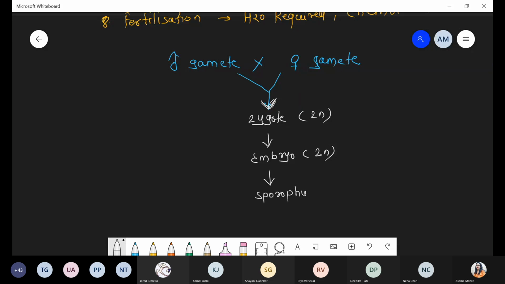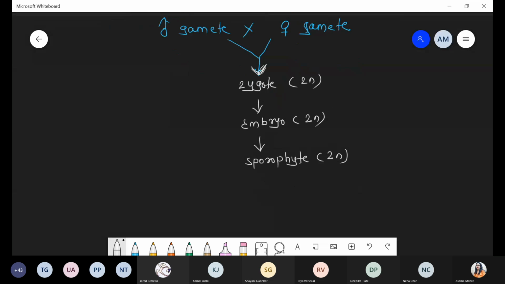So if you observe this condition, whenever we are talking about life cycle, definitely in case of pteridophyta, because we already discussed pteridophyta, the sporophytic body is dominant. On the basis of that, these show the diplohaplontic life cycle. Which life cycle pattern? Diplohaplontic life cycle pattern, because the diploid stage is dominant.